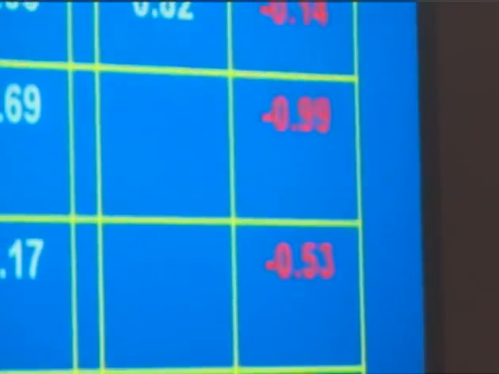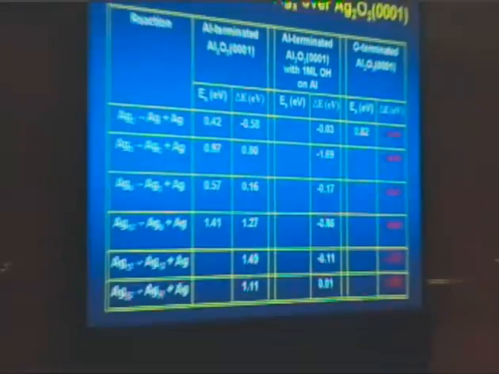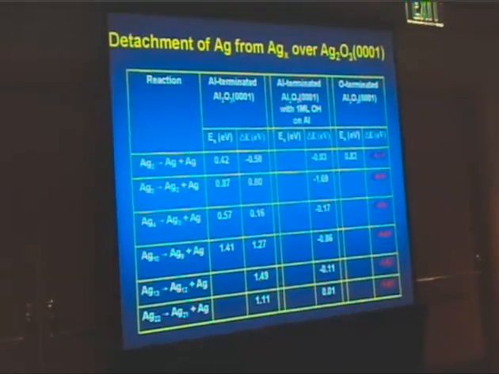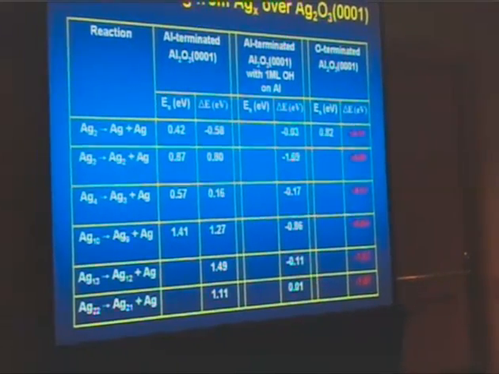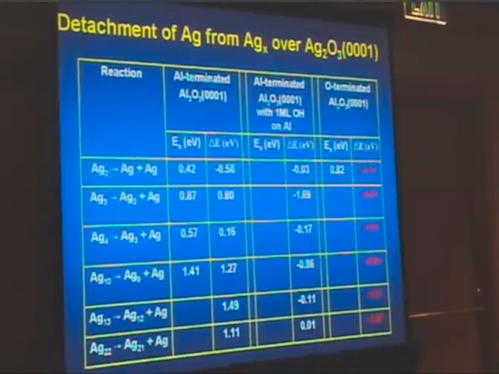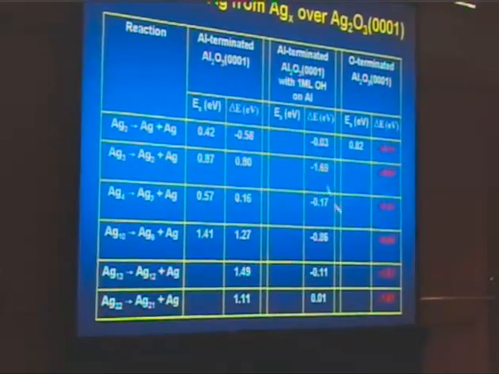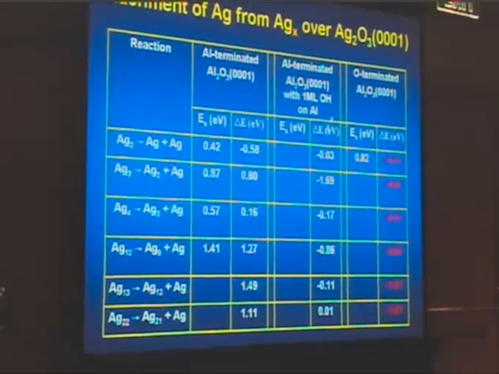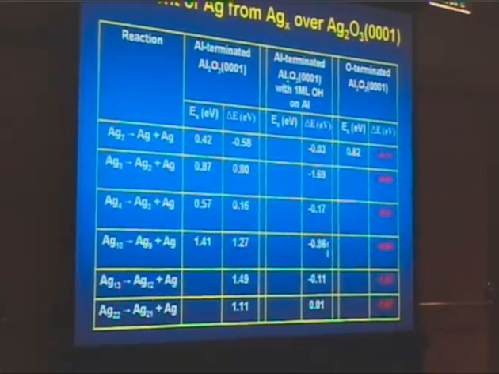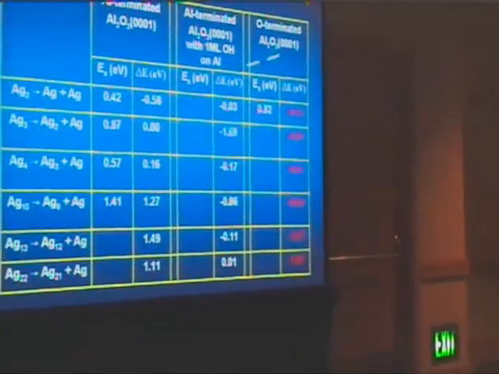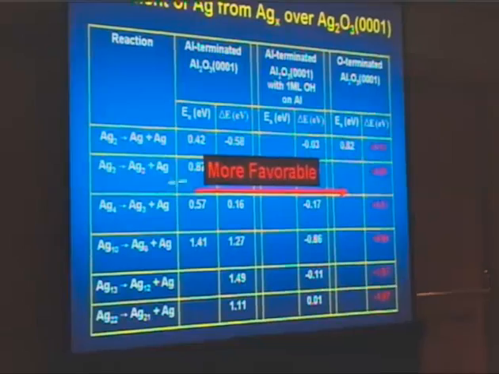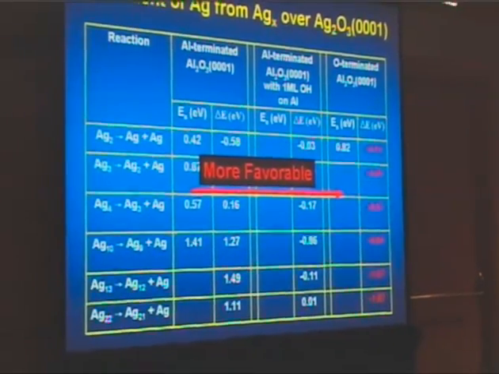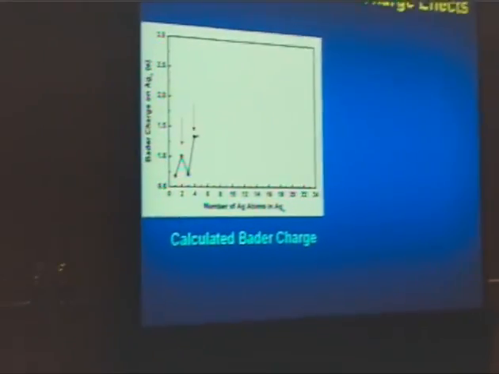When I move to a hydroxylated surface and then an oxide-terminated surface, what I find is that it's actually easier to detach from the growing particle on that surface. Why? Because this is more acceptive of those metal atoms, the hydroxylated surface and the oxide surface. So I only have the overall energies here, but the barriers scale linearly with these, and so you see that it becomes easier on these surfaces, more favorable for silver atoms to spill out from the original particle.